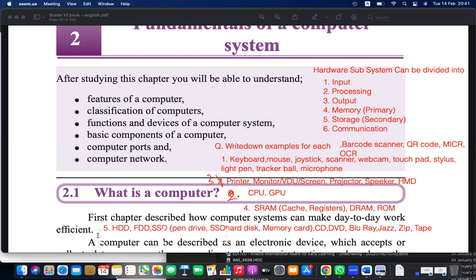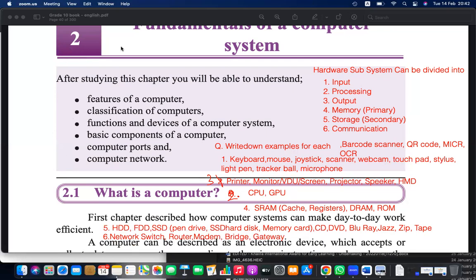Communication devices, number 6. Network switch, router, network router, modem, bridge, gateway. Okay, these are some.